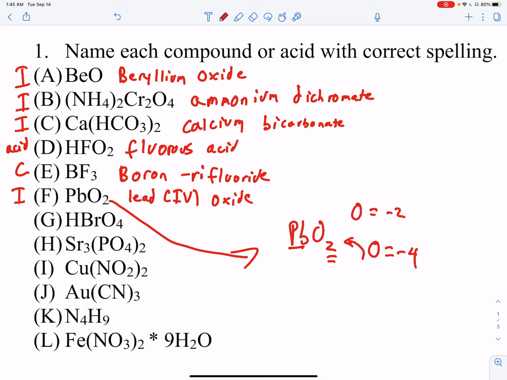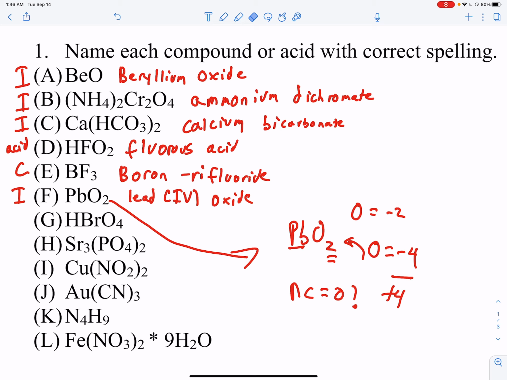Now remember that the net charge has to always equal 0 in a molecule. So if the oxygen is contributing a -4 charge, that means that the lead must be contributing a +4 charge, because it doesn't have any subscripts, meaning there's only one atom of it. So in order to balance that out, it would have to be lead 4 oxide.